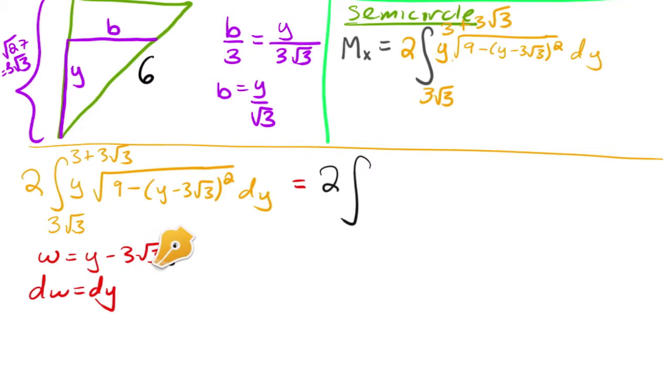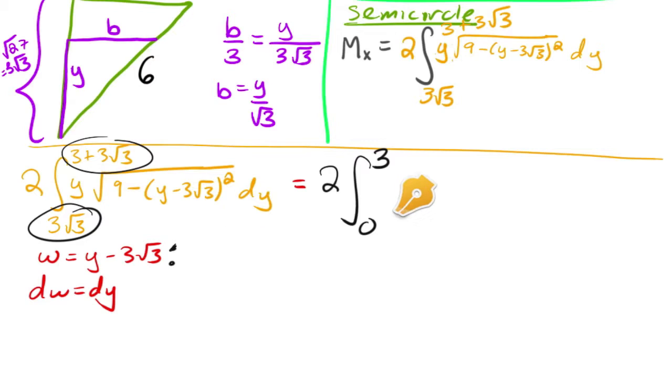Notice how they become a lot simpler. Because when y is equal to 3 root 3, w is equal to 3 root 3 minus 3 root 3, which is 0. And then when y is equal to 3 plus 3 root 3, then w is going to simply equal 3. So that cleans up the limits of integration.